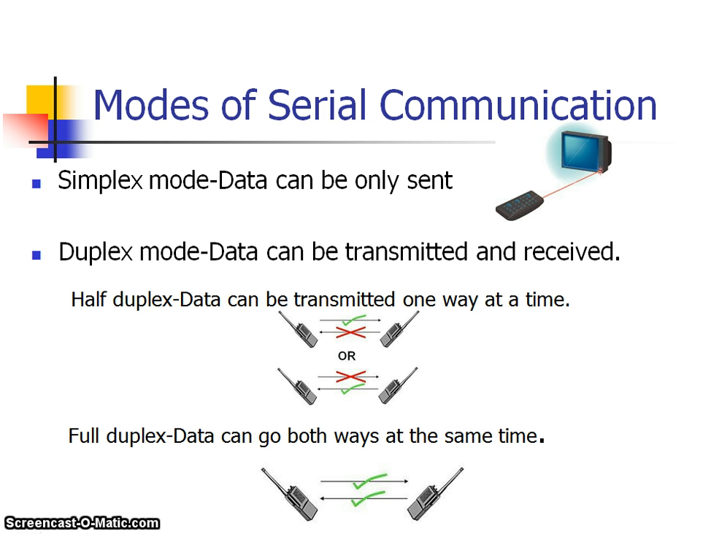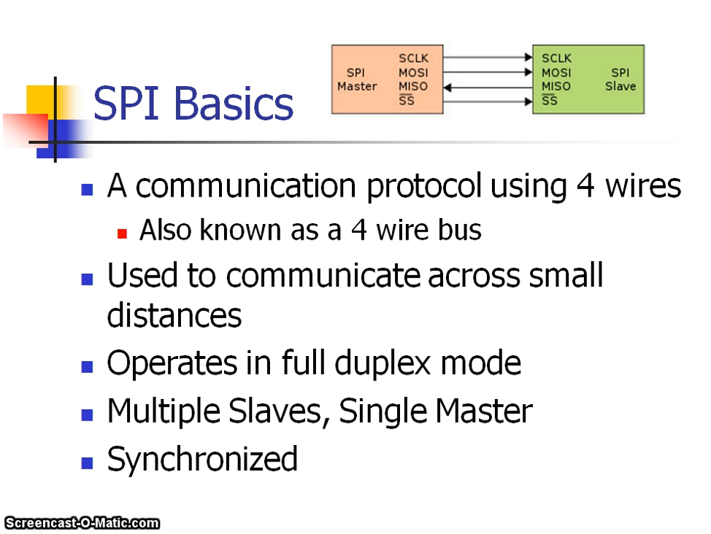In duplex mode, data can be transmitted as well as received, in which we have two types, half duplex and full duplex. In half duplex, the data can be transmitted only one way at a time. An example is a walkie-talkie. In full duplex, data can go both ways at the same time. For example, human communication on the phone.